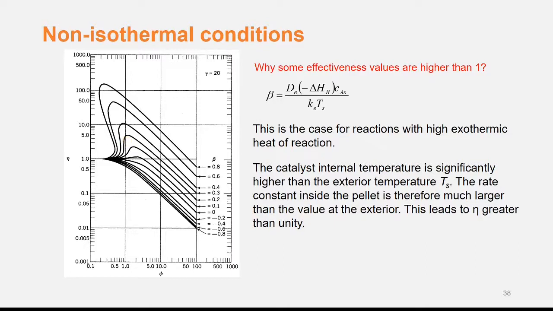What can happen is that although the concentration goes down due to the diffusion limitation, the rate can still increase due to the higher temperature. Overall, the reaction rate inside the pellet can be higher than the surface reaction due to the higher temperature, and so the effectiveness factor can be greater than 1. Much greater than 1 in some cases, as you can see.